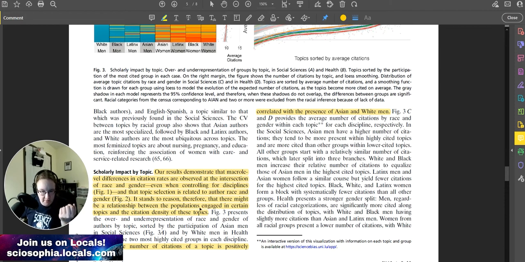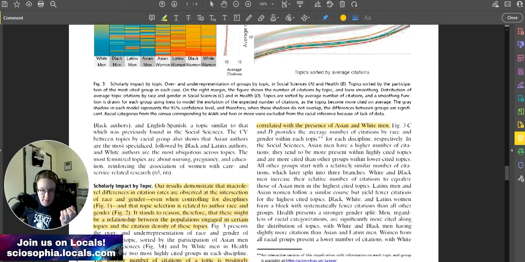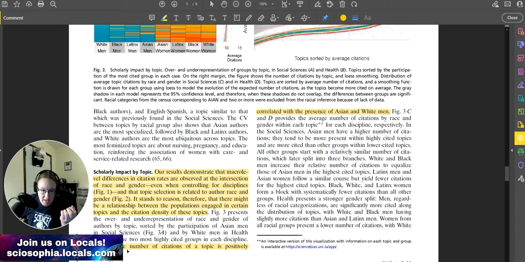It stands to reason, therefore, that there might be a relationship between the populations engaged in certain topics and the citation density of the topics. No, not necessarily. And again, I was going to say this because this happens a lot. The average number of citations of a topic is positively correlated with the presence of Asian and white men. Two things. Say it with me, folks. Correlation does not imply causation. Continue this again. That is a logical fallacy.